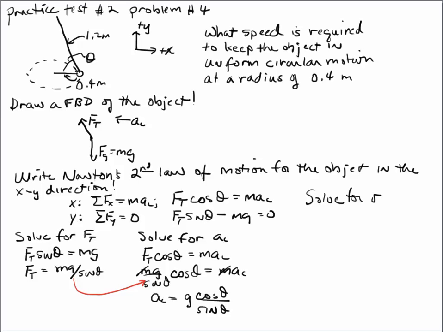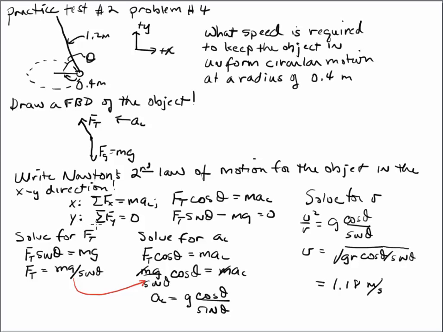Now solve for v. What do we know about the relationship between the centripetal acceleration and v? Of course, centripetal acceleration is v squared over r. We know a_c equals v squared over r equals g cosine theta over sine theta.